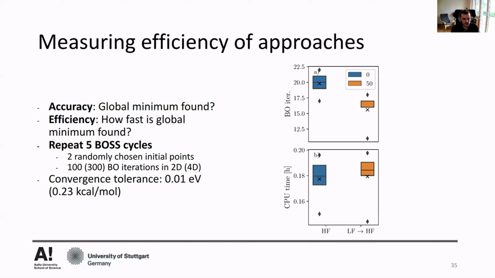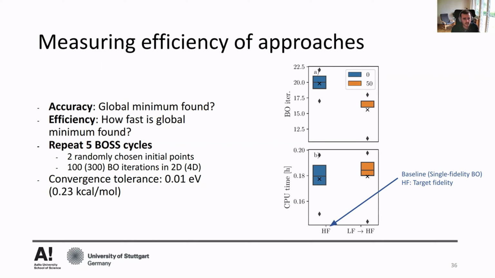If you sort the convergence values, then this colored region of the box plot shows the lower 25% up to the upper 75% of convergence values. And the cross on the box plot denotes the average convergence value. And on the x-axis, I show the corresponding experiment.